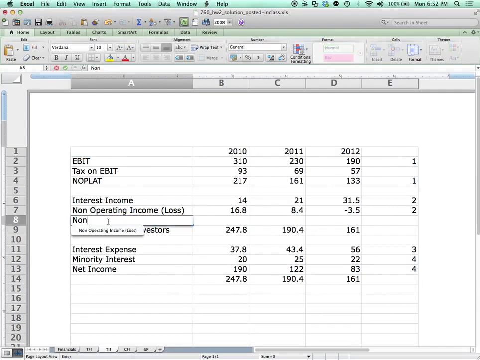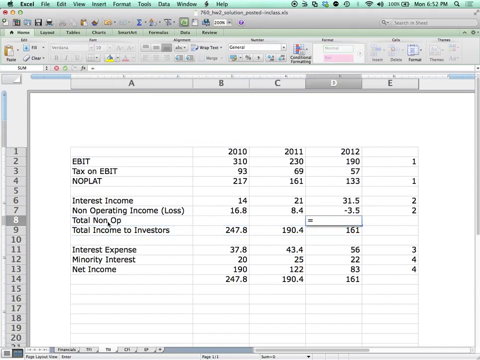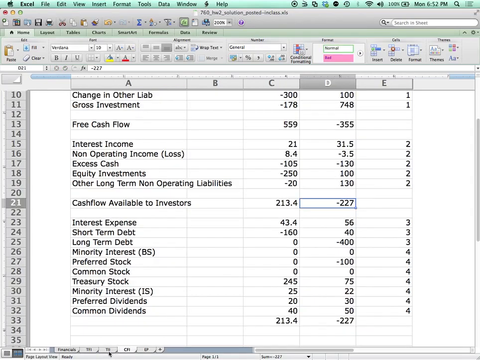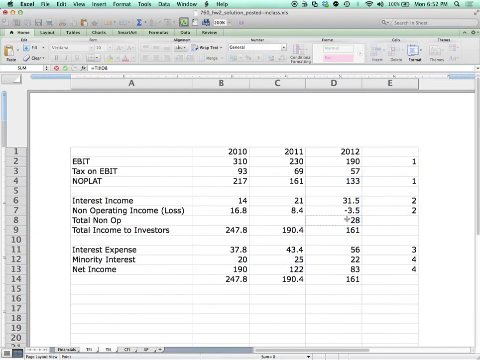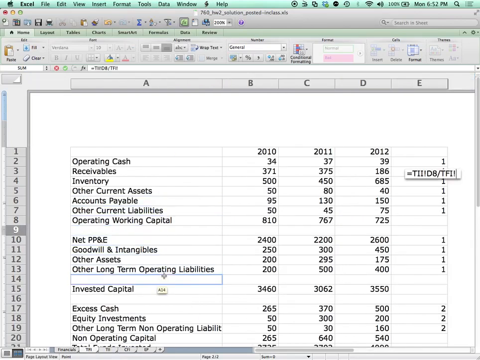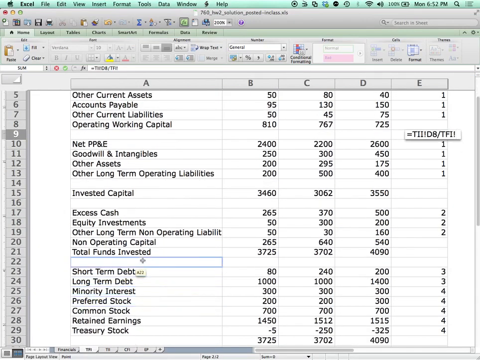So what I could do is take my total non-operating, which equals that plus that, which is the 28. So the idea here, I go back to this screen, equals from the TII, the total non-operating income, the 31.5 minus the 3.5, divide that by my non-operating investments, non-operating capital. Again, that's based on end of year.